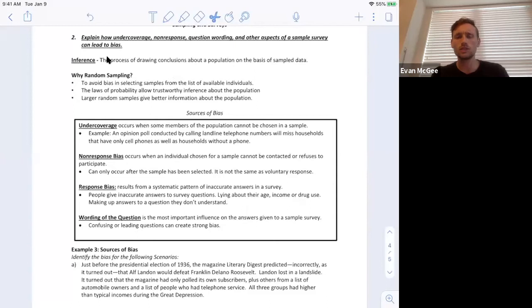So let's think for a second about inference. Inference is the process of drawing conclusions about a population on the basis of sample data. So when we're taking a sample, the whole idea is to draw inference about the larger population. For instance, for an election, if they want to know who they think is going to win the election, they take a sample because it would take forever to interview and ask every person in the United States, and they use those samples to try and estimate who's going to win.